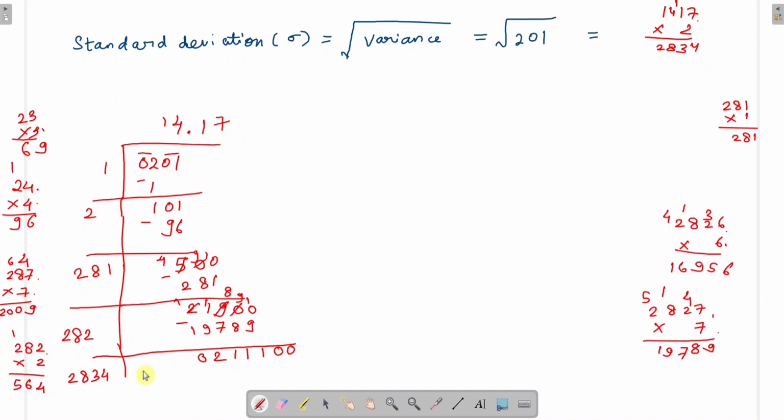And 28347, let us see. 347 times 7. 7 times 7 is 49. 7 times 4 is 28 plus 4 is 32. 7 times 3 is 21. 21 plus 3 is 24. 7 times 8 is 56. 56 plus 2 is 58. And so 19. So yeah.